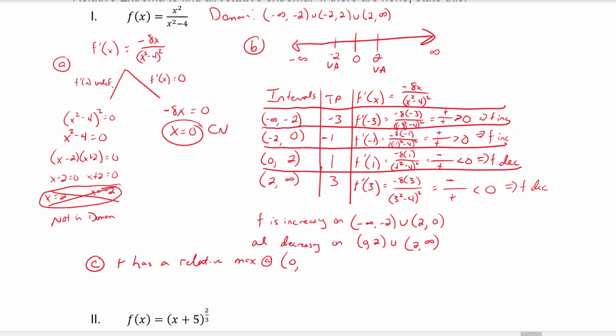at 0, and then plug 0 into the original function. So at 0, f of 0, which in this case is 0, so the point is (0, 0). And f has no relative minimum because we had no other critical points.